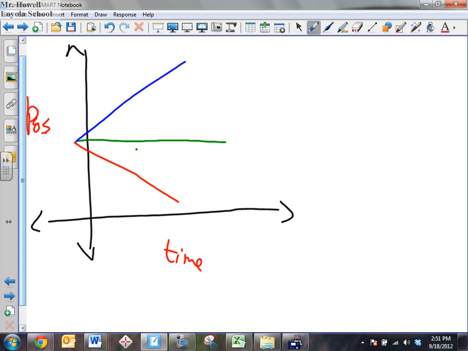So when my position is increasing, my slope is positive. Greater than 0 means positive. Here, slope is negative or less than 0. Here, slope is equal to 0. In all these cases, the word slope can be replaced with the word velocity. They are synonymous in this case. Again, whenever you have a position versus time graph, the word slope simply means velocity.